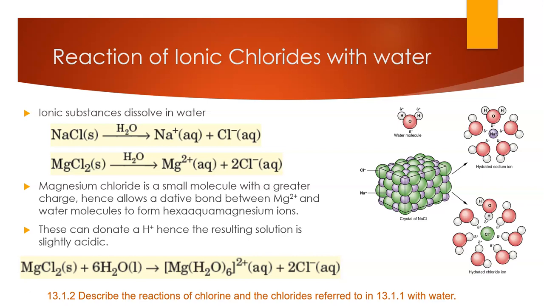Magnesium is a small ion with a greater charge, however, so it is able to have a dative bond between the magnesium 2+ and water molecules. We'll learn about these a little bit more later on when we look at our HL acids and bases, but essentially this is giving it Lewis base and Lewis acid characteristics. So it will act as a Lewis acid, forming a hydrated magnesium complex and 2Cl-.